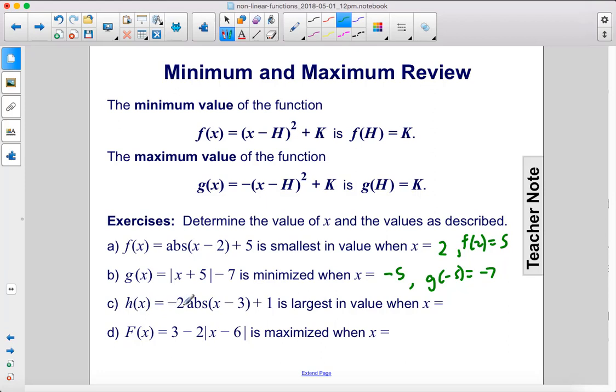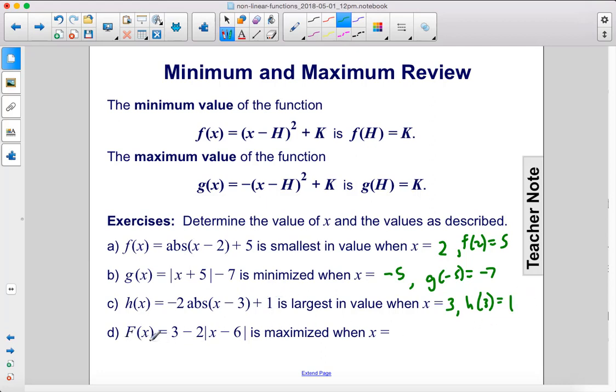h(x) = -2|x - 3| + 1 is largest in value when x equals positive 3. When x equals positive 3, we have h(3) equal 1. So this whole part here becomes 0, and we're left with 1.